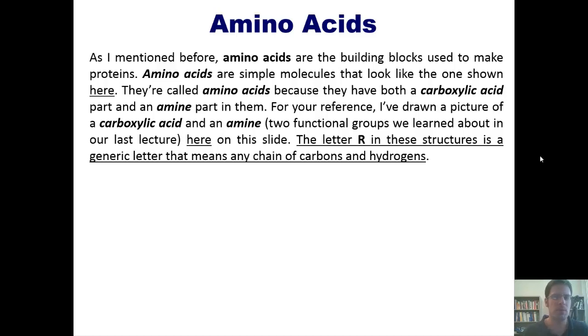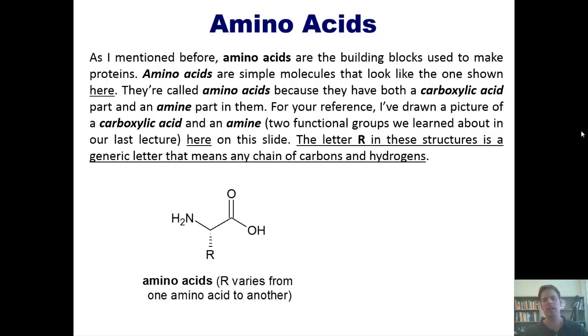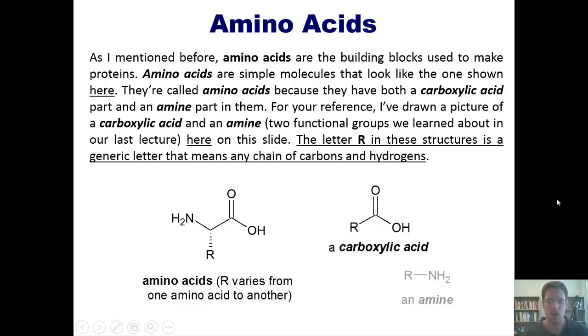Amino acids are simple molecules that look kind of like the one shown right here. They're called amino acids because they have both a carboxylic acid part, which generically speaking is a molecule that looks like this. So you can see the carboxylic acid part right here. And they also have an amine part. This is what an amine looks like, so you can sort of see this amine dangling off of here. These are two functional groups, by the way, that we learned about in our organic chemistry section.